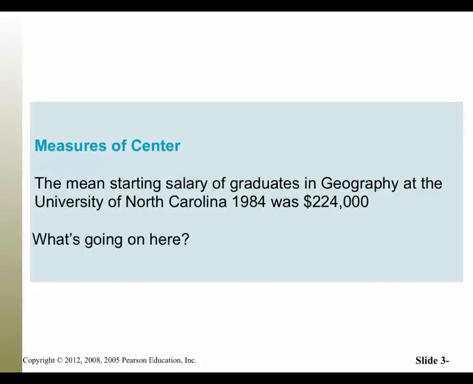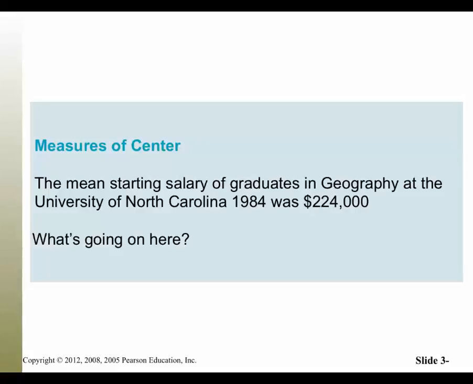Okay, so here's another similar example. The mean starting salary of graduates in geography at the University of North Carolina in 1984 was $224,000. You think, oh, I'm in the wrong major, right? Okay, what's going on here? Does someone know what's going on here? Anyone else? Maybe? Okay, skewed by what? Anyone know how this got skewed?